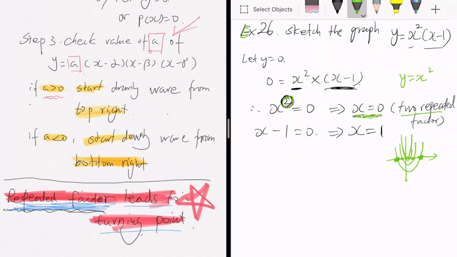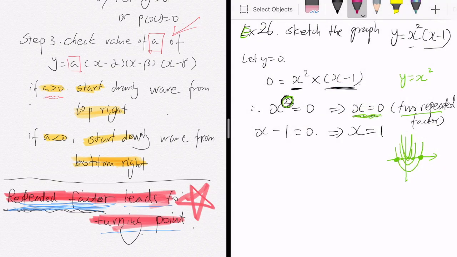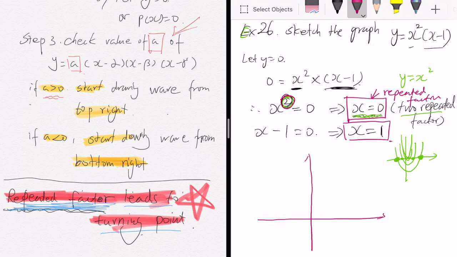Let's continue. Now you have found all the factors, as in the solutions. You find all the x-intercepts: x equal to 0, and be aware this is the repeated factor because of the square over here, and then x equal to 1. Now let's draw the graph again. Let's plot all those x-intercepts over here. X equal to 0 is my repeated factor, and x equal to 1.